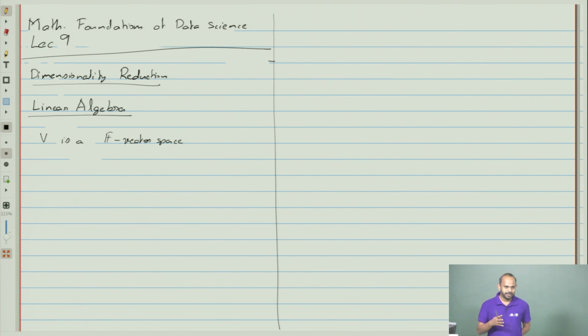So, rational numbers are a field, but integers are not a field, because there is no multiplicative inverse. I cannot do 1 by 2, 1 by 3 or anything like that. So, rational numbers are a field, real numbers are a field, complex numbers are a field. And all of these are infinite sets. But there are fields which are also finite. So, can you give an example of a field which is finite?